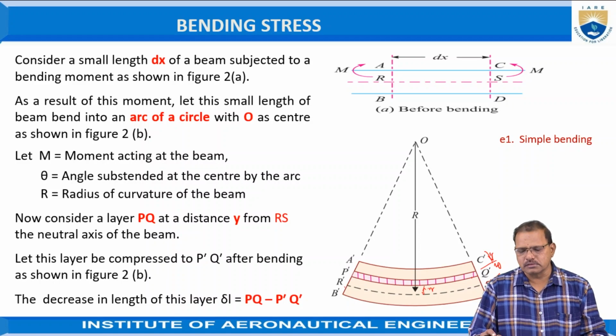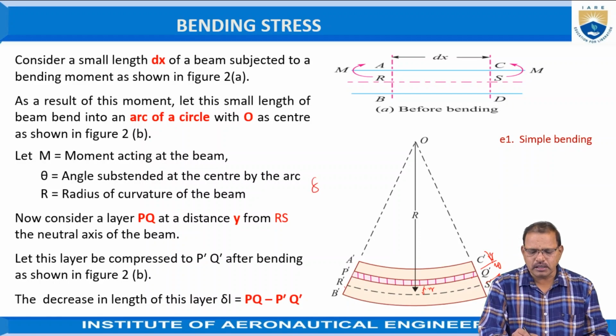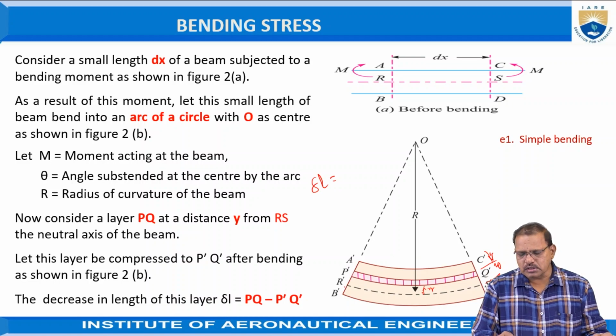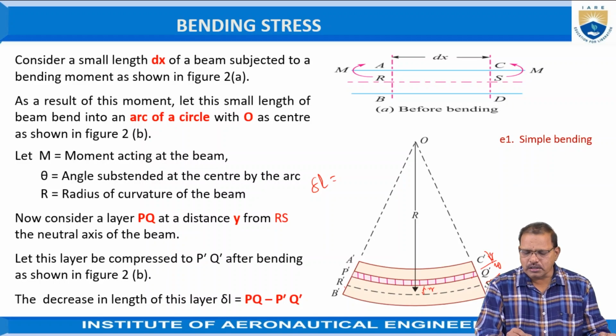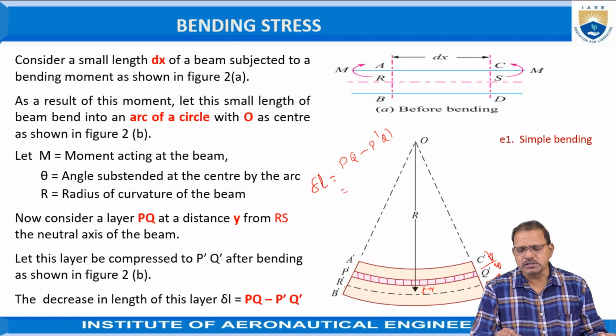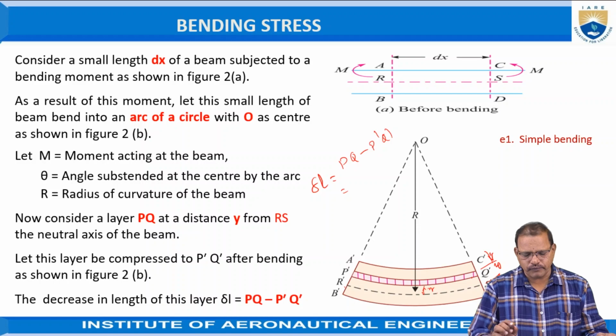The decrease in length of this layer P dash Q dash because of the bending moment is given by delta L. Since it is above the neutral layer, compression is taking place, which means the length of the layer is decreasing. So the change in length is equal to the original length PQ before bending minus P dash Q dash. Here PQ is also equal to AC, or equal to RS, or equal to BD as shown in the figure.